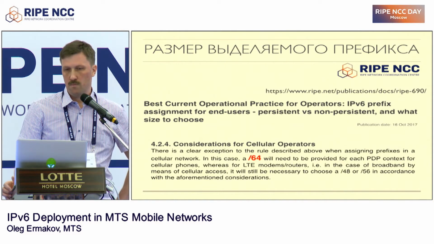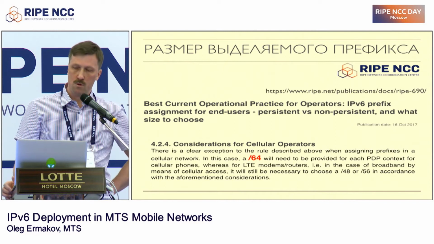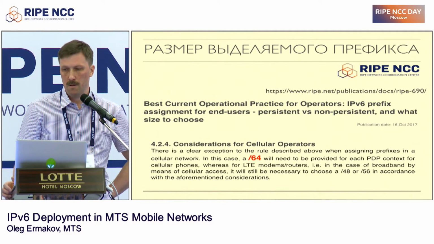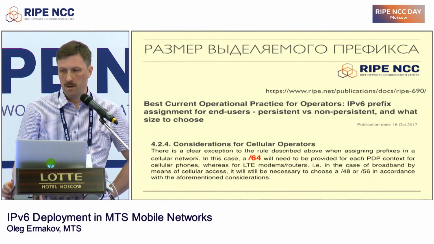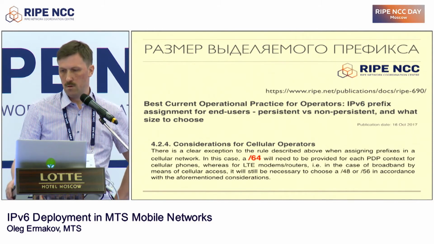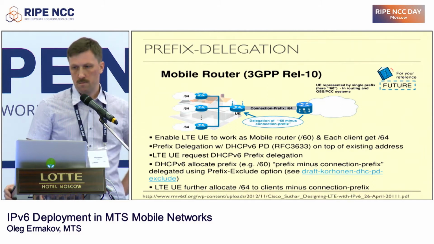RIPE NCC and all other guidelines tell you that every subscriber gets a /64 block. A small allocation is just not feasible, which is probably right. What happens to bigger prefixes, I will explain a bit later.